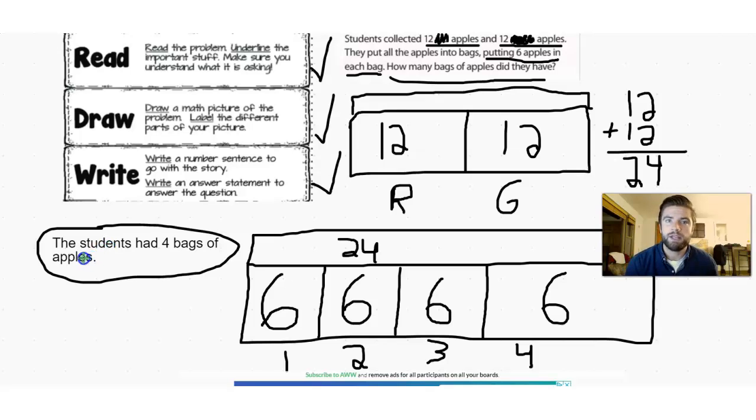So I know this is a long video. Let me just review what we went over. We learned read, draw, write. Really good strategy for 2-step word problems. We learned that 2-step word problems were word problems that we had to do 1 math operation, and then we had to keep going and do 2 math operations, and they can either be addition, subtraction, division, or multiplication. And we learned some ideas for how to draw our math problems.